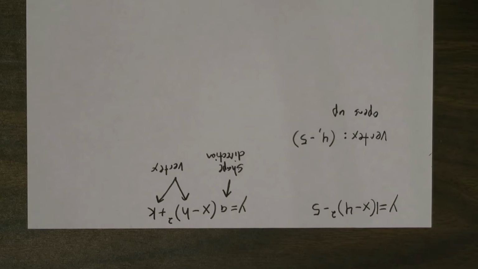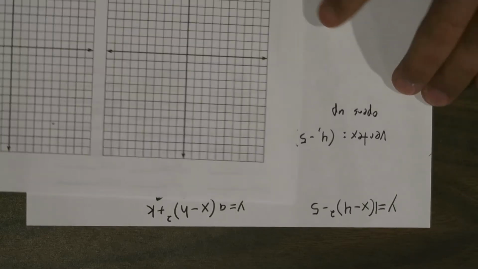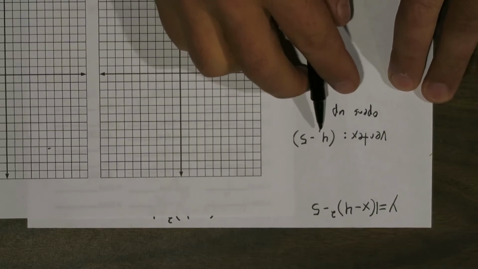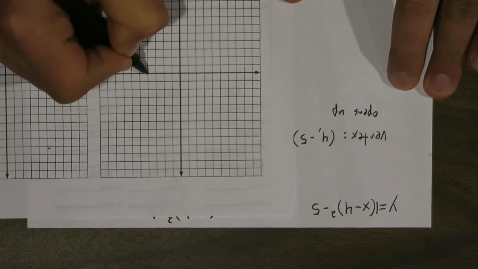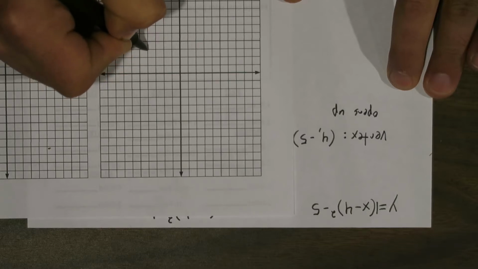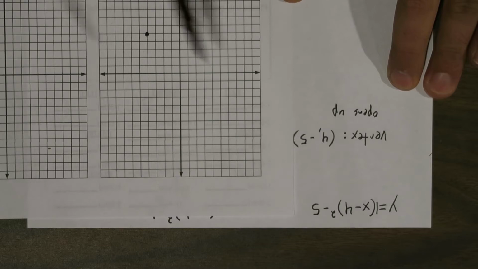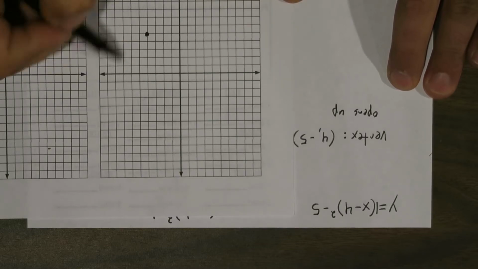So if we jump to a graph here, all right, so far we know that the vertex is at 4, negative 5. So 1, 2, 3, 4, negative 5. 1, 2, 3, 4, 5. That's the vertex. And we know it opens up, so it's going to look something like this. Let's find a few more points.